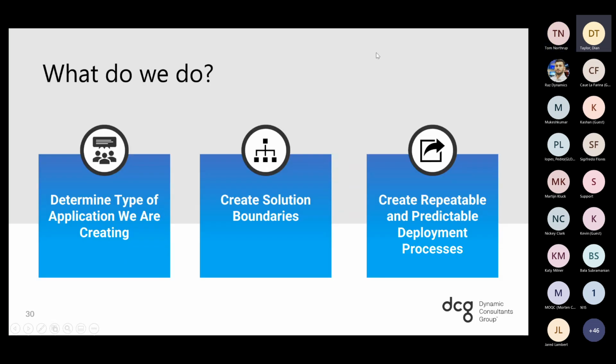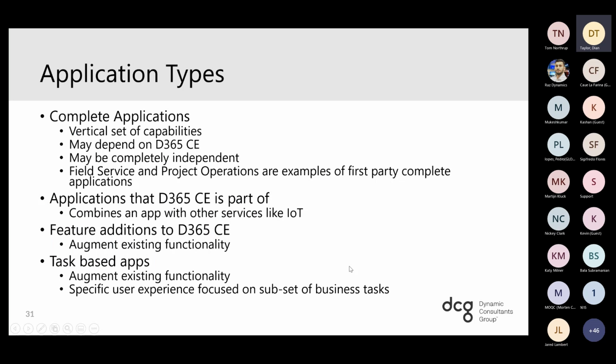So what do we do? What do we do with all of this to make a difference? First, we determine what kind of application you're creating. Next, you determine what solution boundaries you need to create, and then create a repeatable, predictable deployment process. So you could be creating a complete application, with different capabilities and functionality. It could be field service, it could be customer service, it could be sales, it could be the whole application.